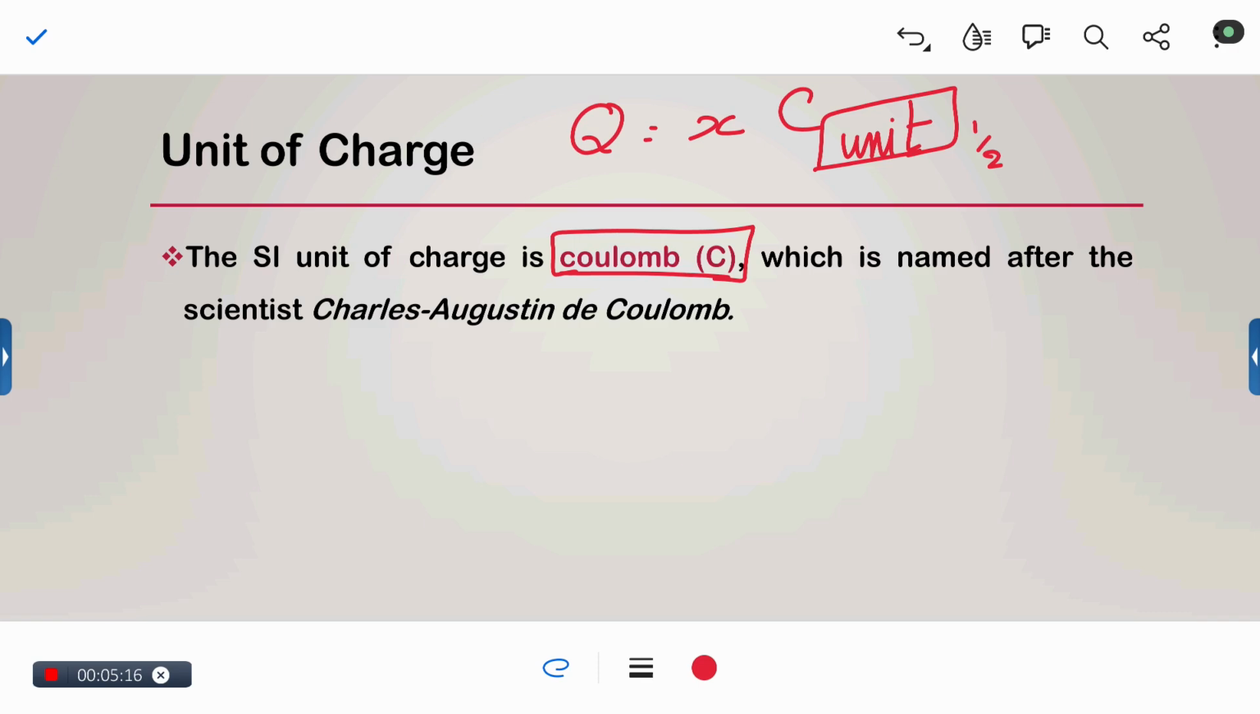So what is the unit of charge? The unit of charge is coulomb, and it is named after the scientist Charles Augustin de Coulomb. In the exam, no need to write this; you just write the unit alone. So what is the unit of charge? The unit of charge is coulomb.